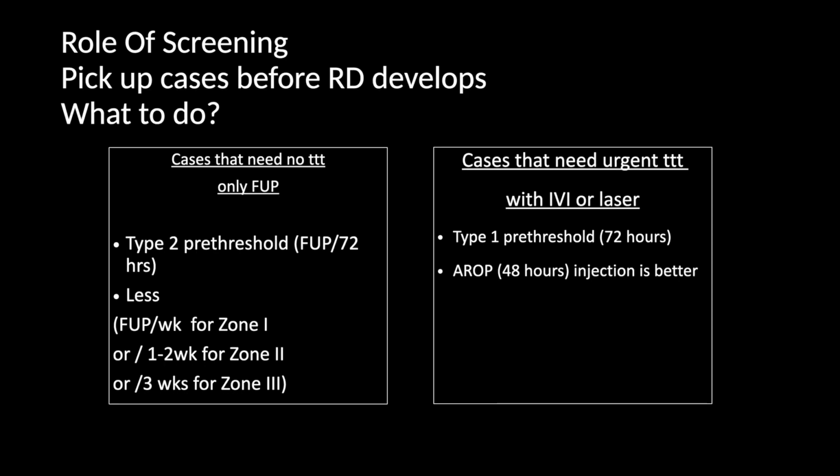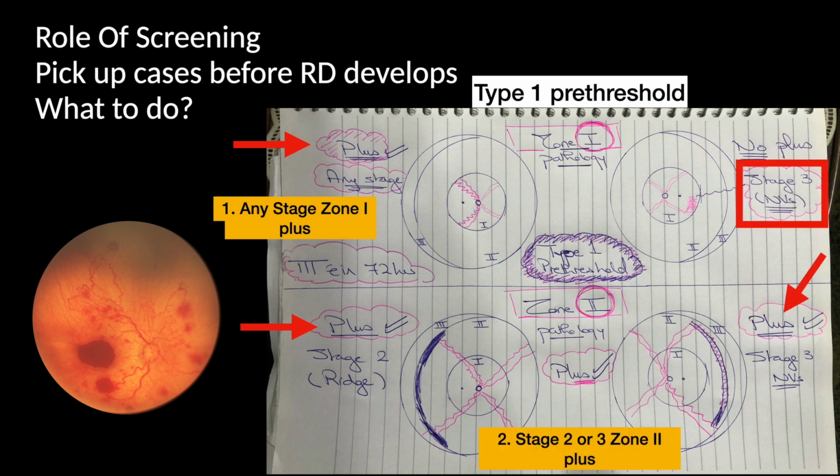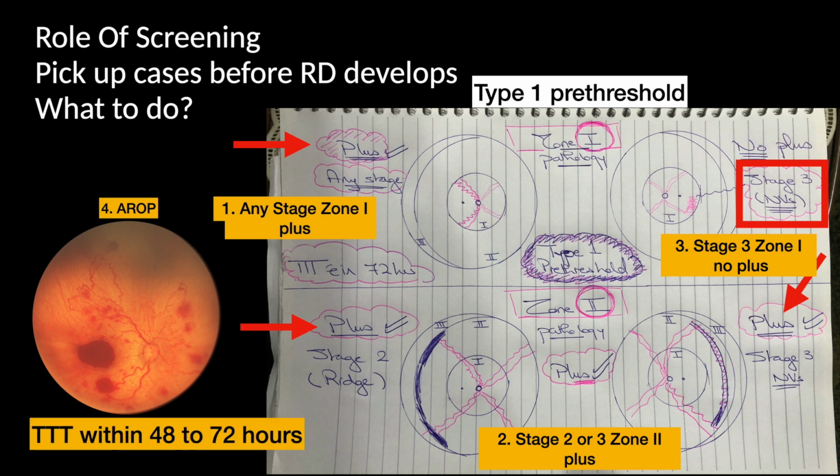What do we do? If we examine a case and we find it needs treatment, we have to treat within 48 to 72 hours. What are the cases we treat? If we look centrally and we have a plus disease, and whatever pathology in zone 1, we have to treat. Plus and stage 2 in zone 2 we have to treat, stage 3 in zone 2 we have to treat, and if we don't have a plus but there are new vessels in zone 1 we have to treat, and finally aggressive ROP, and again within 48 to 72 hours.